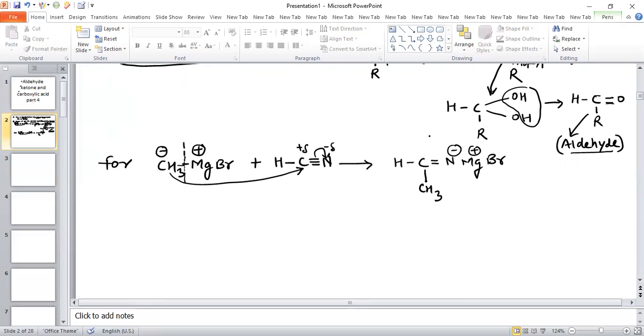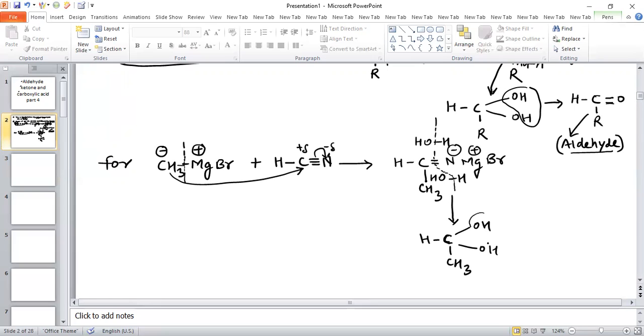Now hydrolysis will take place. So hydrolysis in this way, OH and H, again OH and H. The OH group attaches on the carbon and this OH group also attaches on the carbon. So it will form HC, CH3, and this carbon having two OH groups.